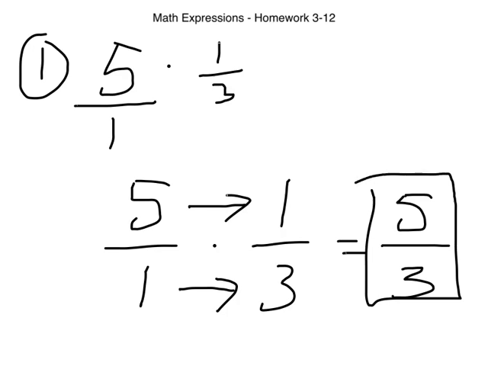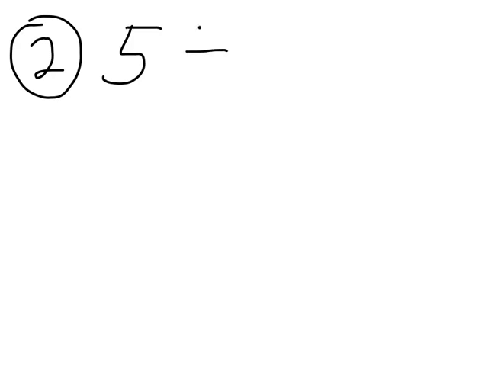You can leave it as an improper fraction, you can turn it into a mixed number. Either way is acceptable for number 1. Let's go on to number 2. Number 2, we are looking at the same numbers, 5 and 1/3. But notice now we are dividing. So what is that going to change when we are looking at our quotient, which is the answer to division? Do we think it's going to be bigger than 5/3 like number 1, or is it going to be less than 5/3? Well, let's see. We have 5.